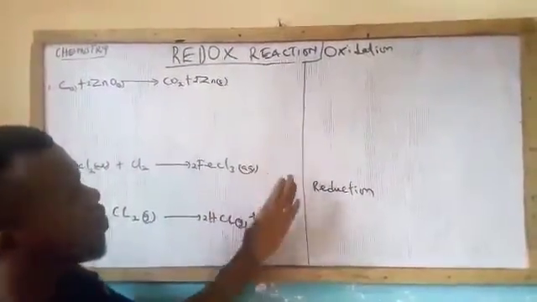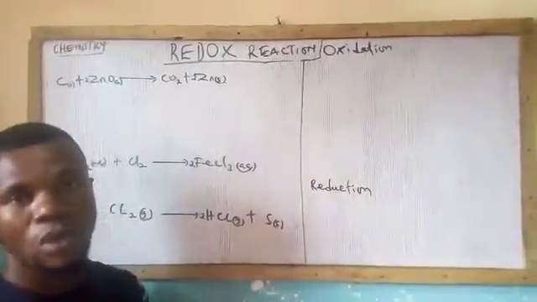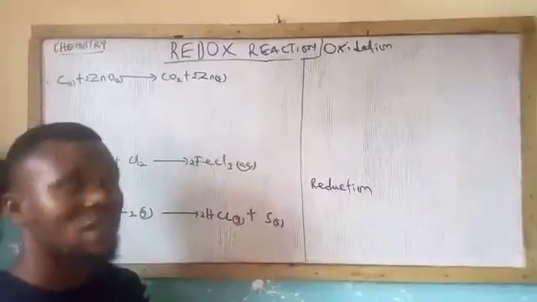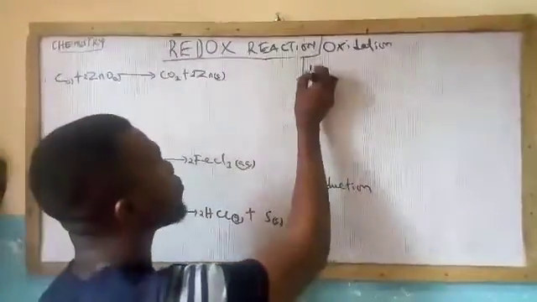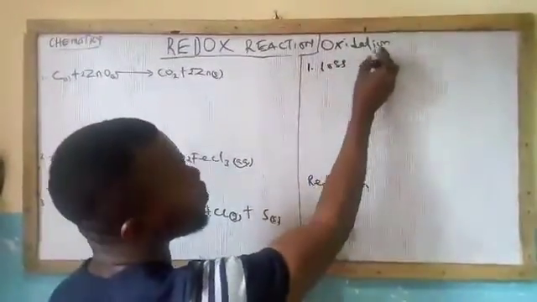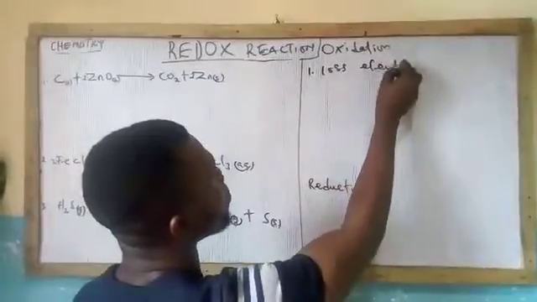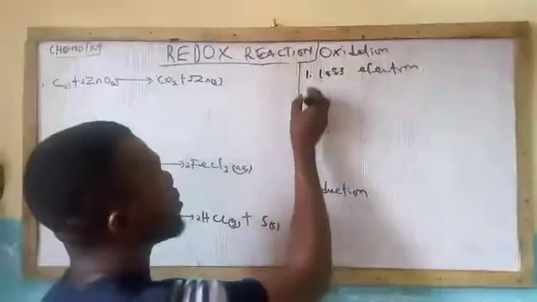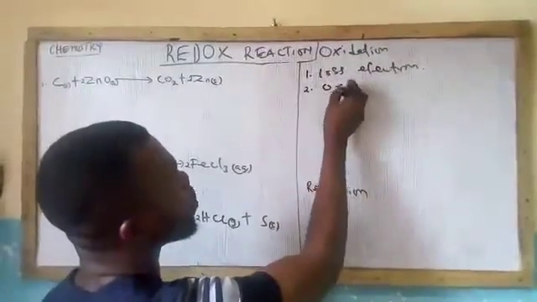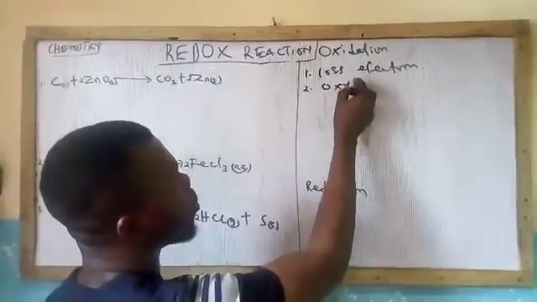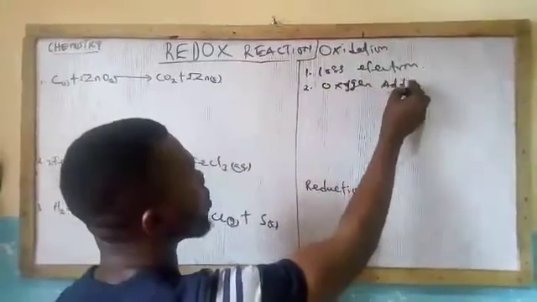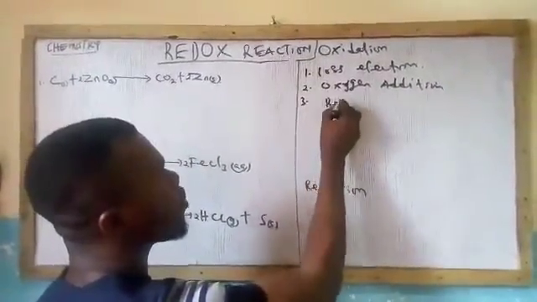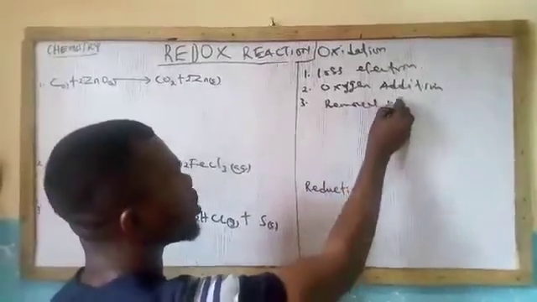But starting with oxidation, going by the definition, oxidation has several definitions. Starting with one, it involves loss of electron. It also involves addition of oxygen. It also involves removal of hydrogen.